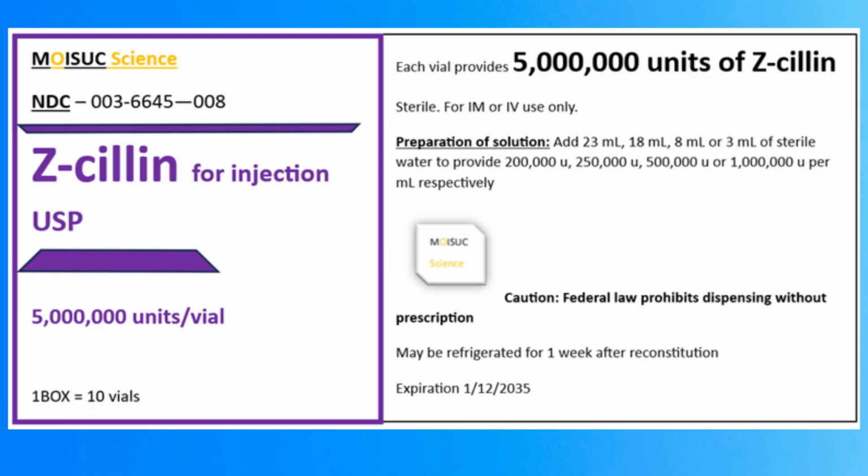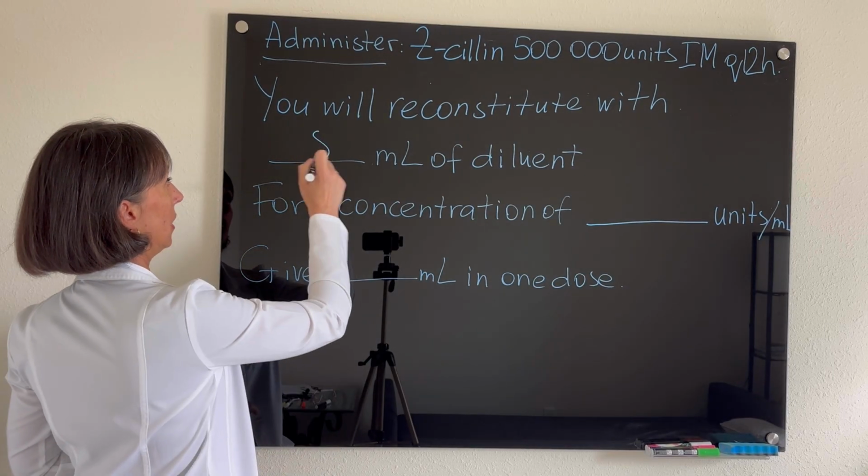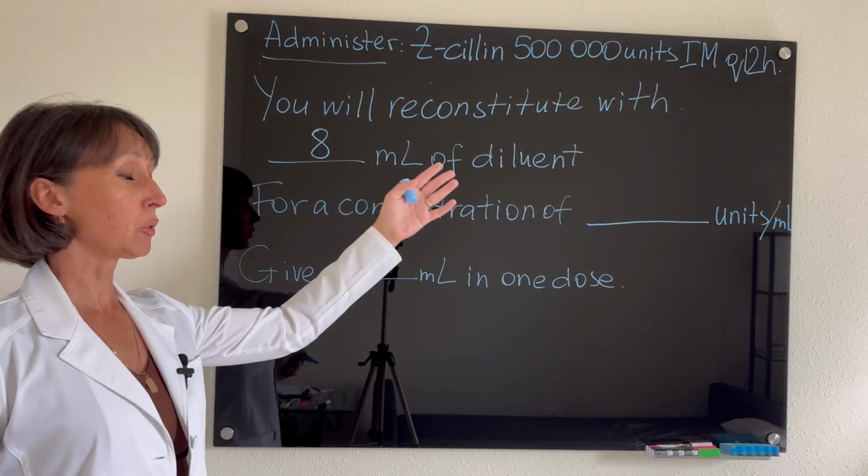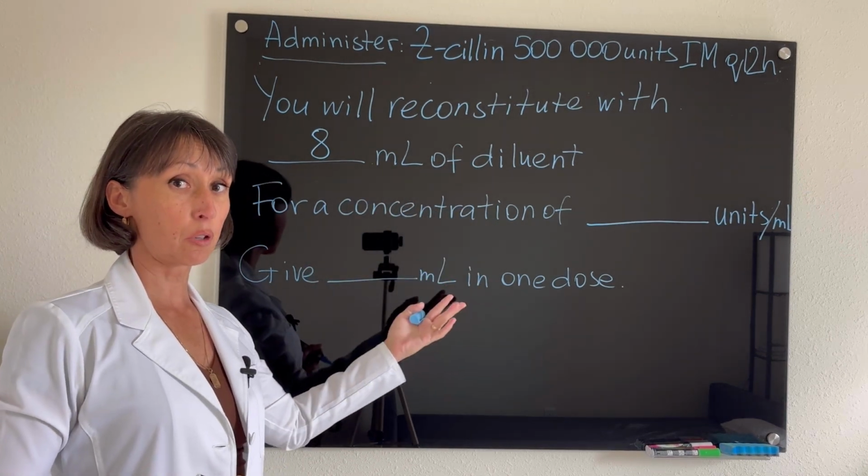Now, I have to give 500,000 units. Which number is best to work with here? I think 8 milliliters will be best to work with because it will give me 500,000 units per milliliter. So I can now answer my first question. You will reconstitute with how many mLs of diluent? I decided it's going to be 8. Because 8 milliliters of diluent will give me 500,000 units per milliliter.